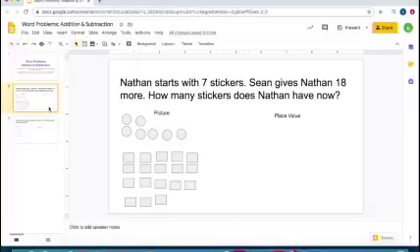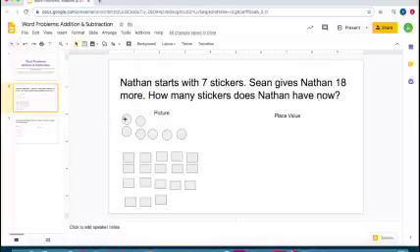So I drew a picture of what was happening in my head. Nathan starts with 7 circle stickers. Sean gives Nathan 18 more, and we know that it's 18 because they're in groups of 5. So I can count 5, 10, 15, 16, 17, 18. The question is, how many stickers does Nathan have now?